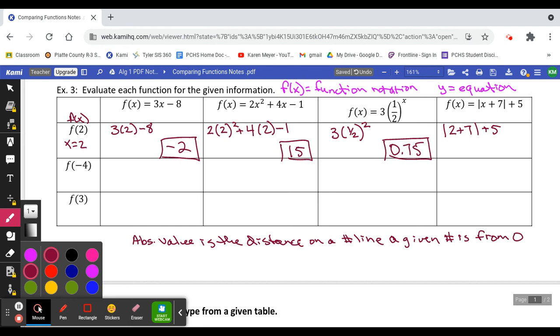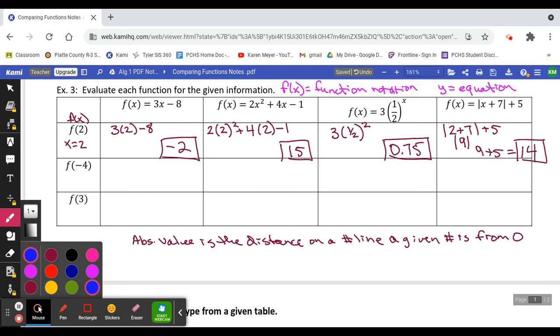So on this example, I got absolute value of 2 plus 7 and then plus 5 off to the side. Unfortunately, your calculators do not have absolute value bars, so we kind of have to do this one mentally. So let's first go inside the absolute value and get it down to a single number. So 2 plus 7 is absolute value of 9. Well, absolute value of 9. How many spaces is it from 0 to 9 on the number line? And you should say, oh, well, it is 9. And 9 plus 5 gives me 14.